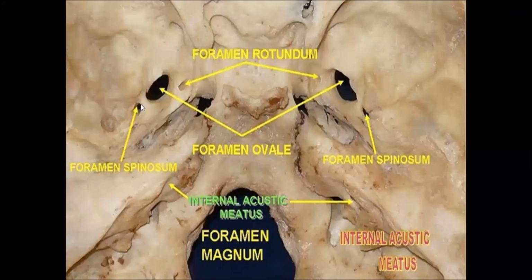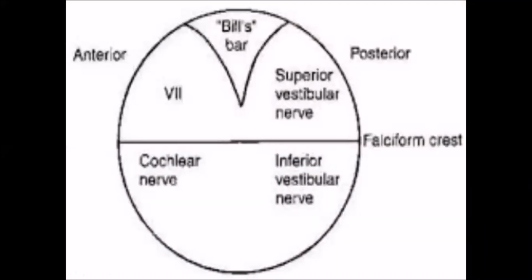So through the foramen spinosum you have the middle meningeal artery, through the foramen ovale you have the V3, and through the foramen rotundum you have the V2. Then about the Bill's bar.